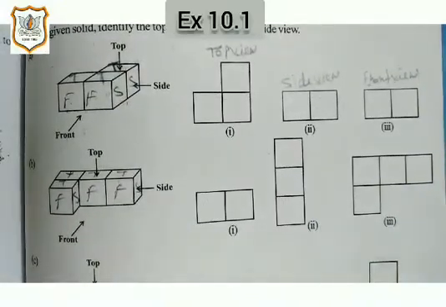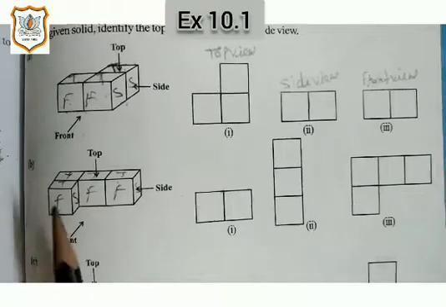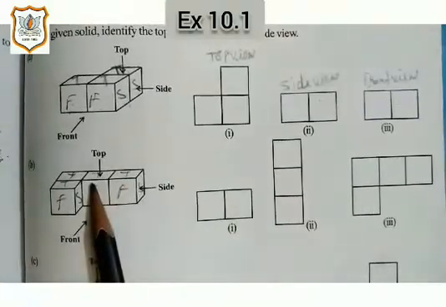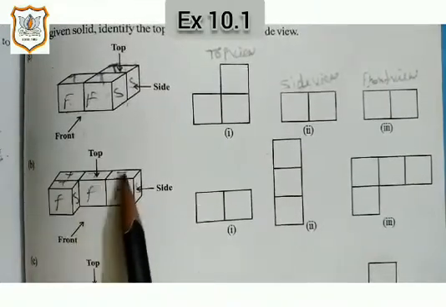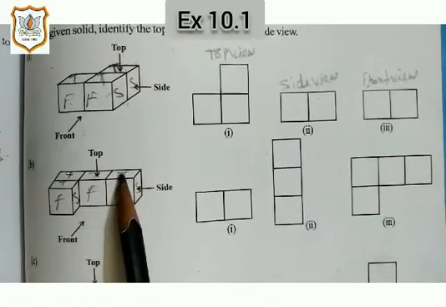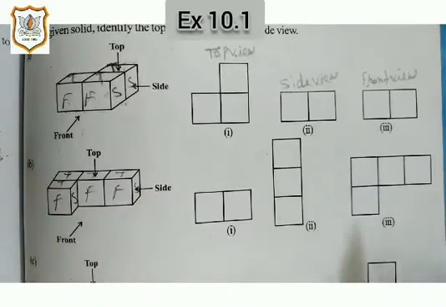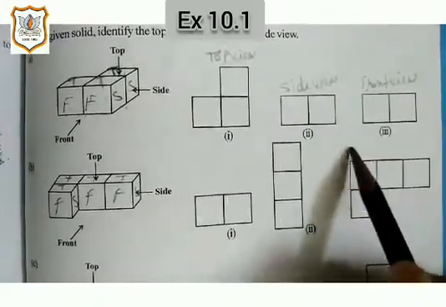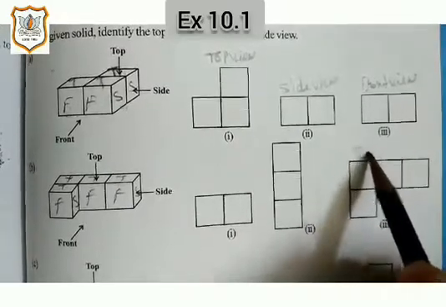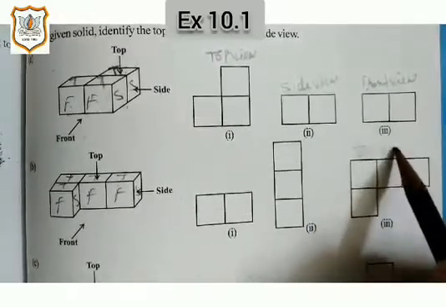Part B. Students, when you see this solid from the top, you will see 4 squares. 1, 2, 3, 4. So where are the 4 squares? In the third part. So this is top view. So we write here top view.